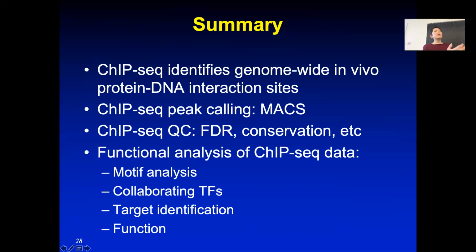It's like, the same guy can do good things when he hangs out with good friends, but do bad things when he hangs out with bad friends. It's the same thing. TF1 can activate a gene when it interacts with TF2, but it can downregulate a gene when it interacts with TF3. Okay, so you will see some of this.